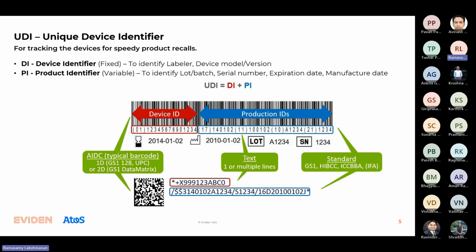So UDI is a unique device identification number, as all of us know. It allows a clear and unambiguous identification of specific devices on the market and facilitates their traceability. So if you find any device with a UDI marked on it, you can easily trace which company manufactured it, when it was manufactured, where it was manufactured, all the details we can trace back. So UDI provides access to useful information about the device.